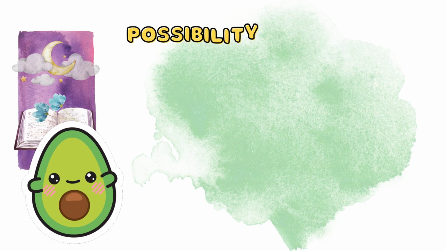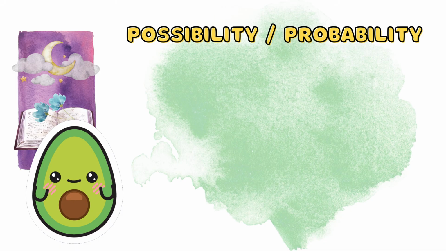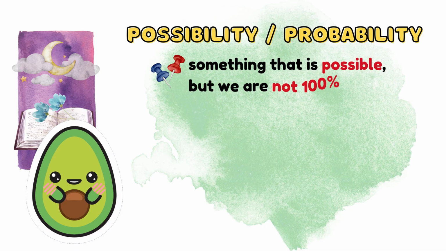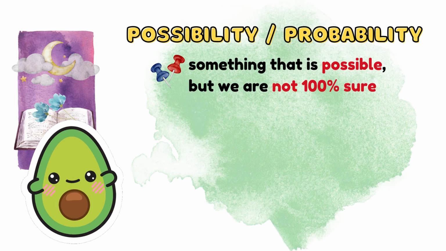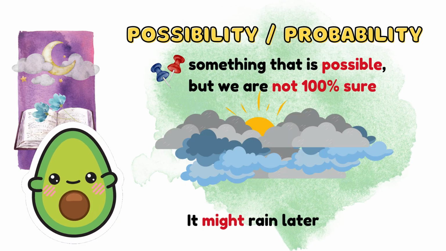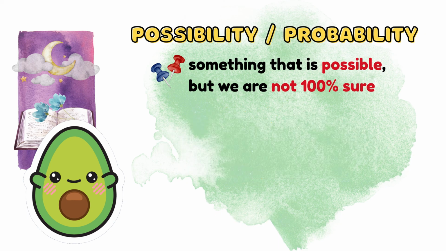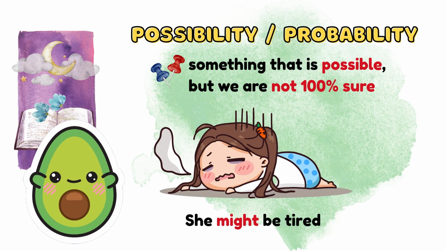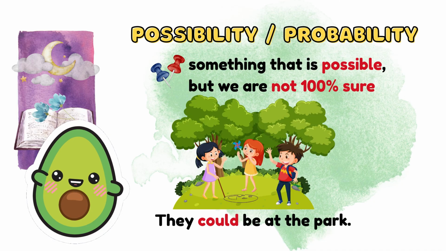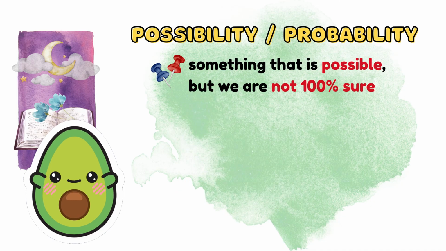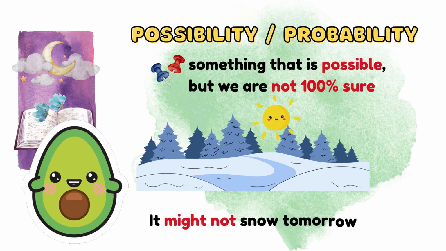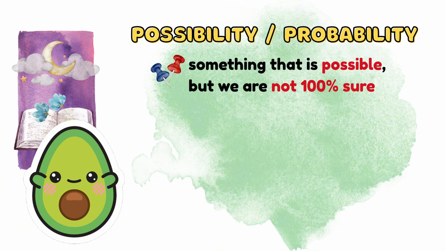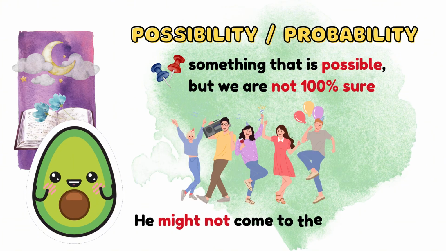Another way we use modal verbs is to talk about possibility. We use these to talk about something that is possible, but we are not 100% sure. For example, it might rain later. She might be tired. Or they could be at the park. If it's not possible, we say, it might not snow tomorrow. Or he might not come to the party.